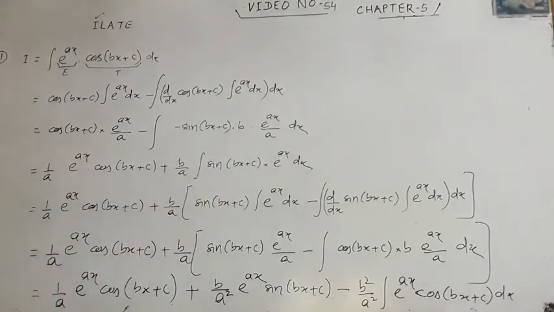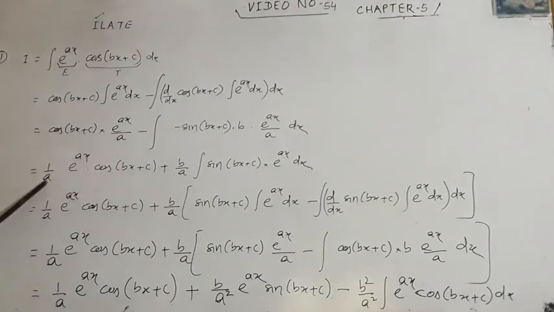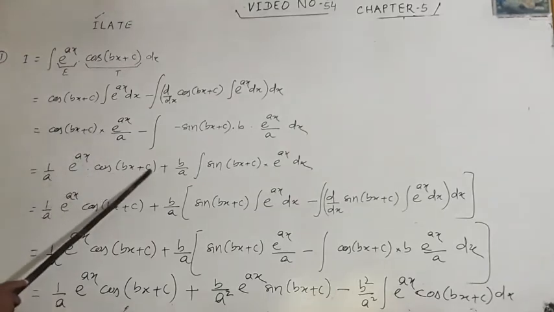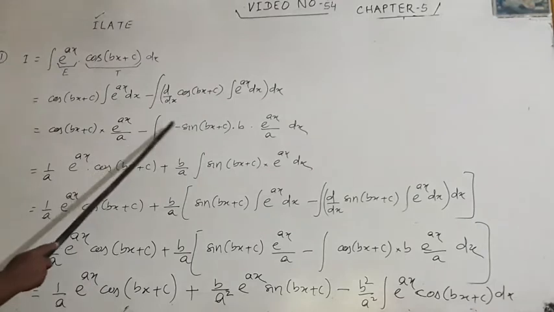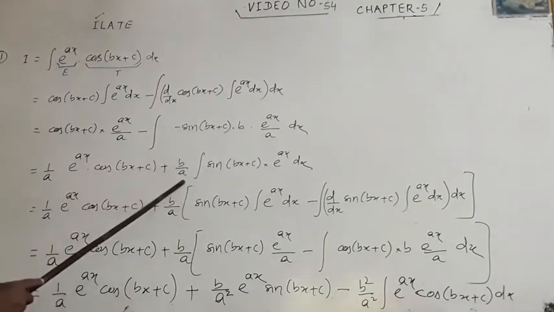Now what will come outside? Now look at here, 1 by a, no integration is there. I am keeping 1 by a outside, in the first position, then e to the power ax cos(bx plus c). Minus minus, it is plus. It is b, it is a. B by a will come outside because it is constant.